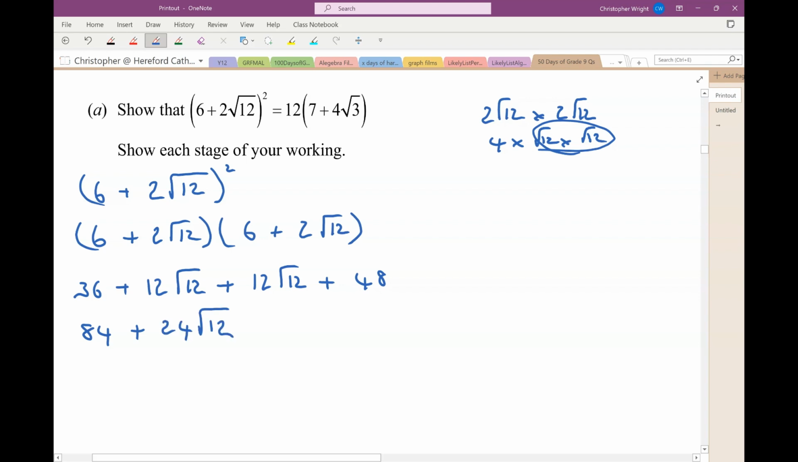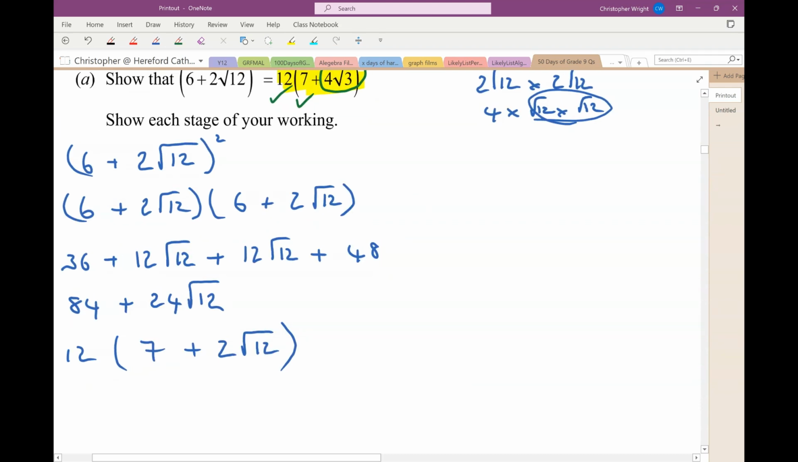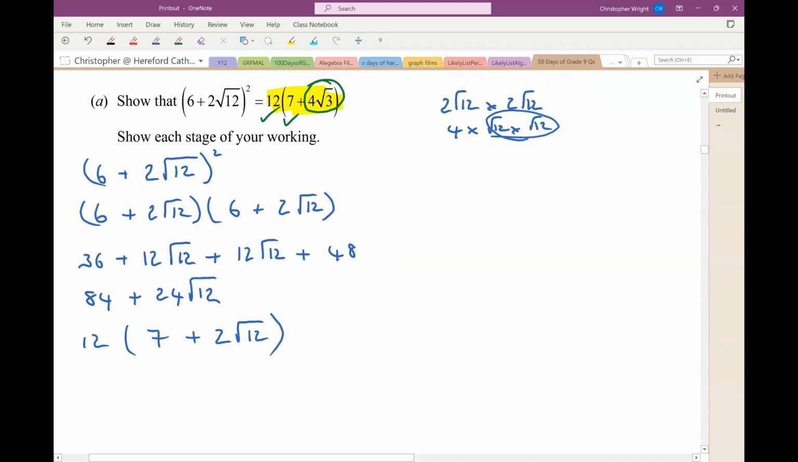Right. Well, I'm trying to get it equal to this, aren't I? So I suppose I could pull out a 12, because 12 into 84 goes 7 times, and 12 into 24 root 12 goes 2 root 12. I'm almost there now. I've got the 12 outside, I've got the 7, it's just this bit. How am I going to get that? Aha, wait a second, I can simplify this root 12.